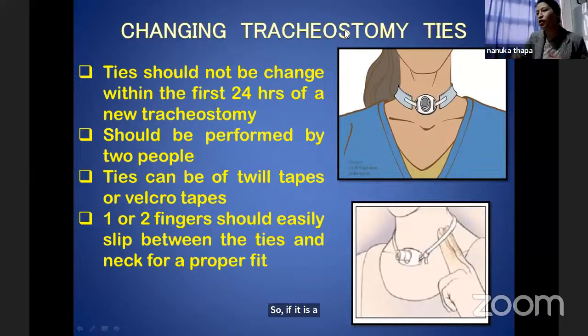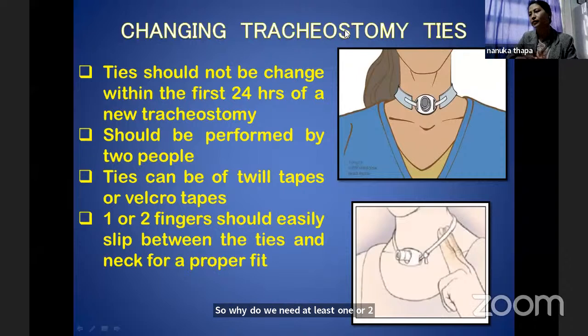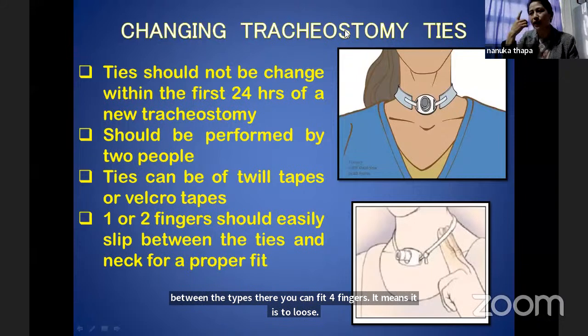So why do we need at least one or two fingers to easily slip into the ties? Why do we need that? Suppose between the ties you can fit four fingers. It means it is too loose, okay? And suppose you cannot even fit one finger. What does that mean?